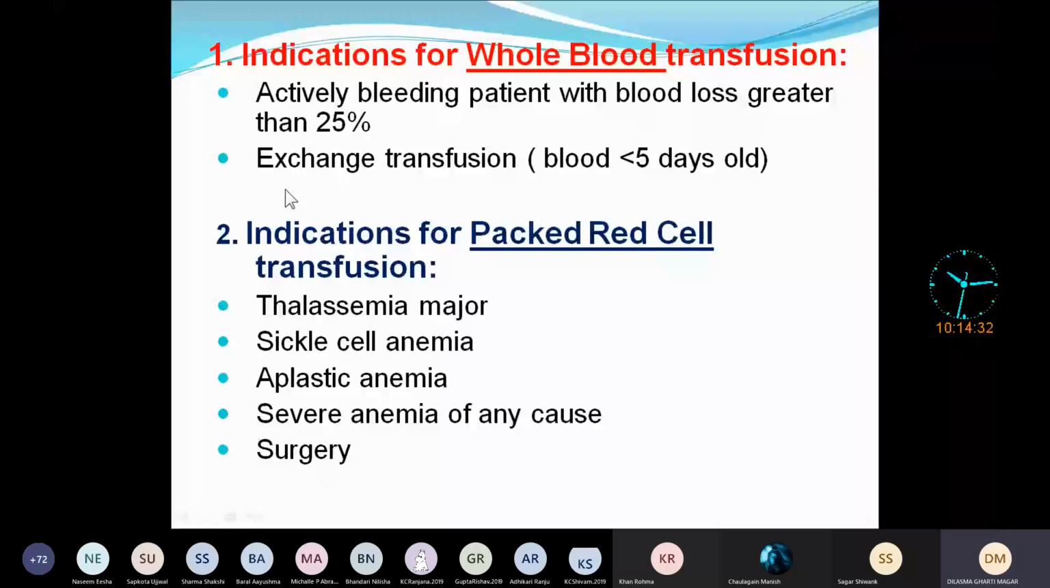So whenever parasites are more in the RBCs, that time we will remove the person's blood and then we will transfuse the whole blood. So that is known as the exchange transfusion.